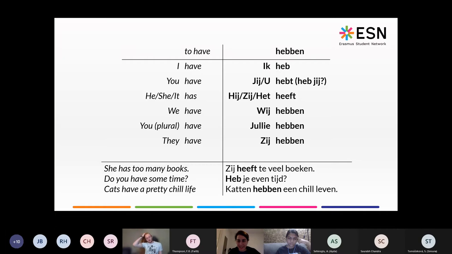Then moving back to u, the formal form of you in Dutch. It's just pronounced as u. And it's also worth noting that sometimes you can say u heeft instead of u hebt. And with sometimes I just mean you can just pick which one you like. U hebt sounds more formal. U heeft sounds less formal, but you're using u anyway, so you're being formal.